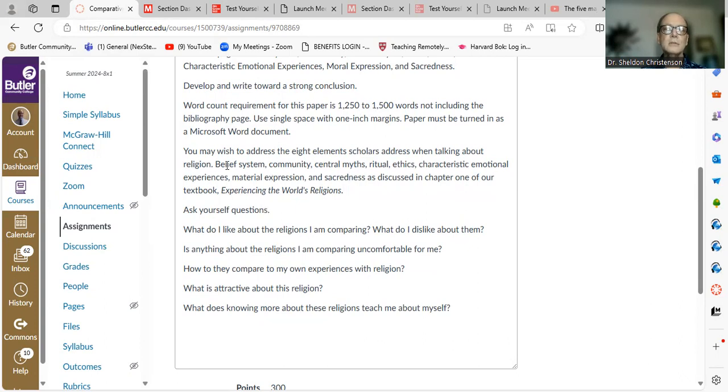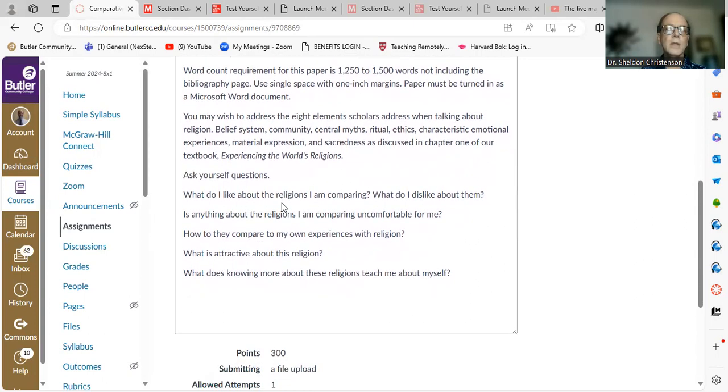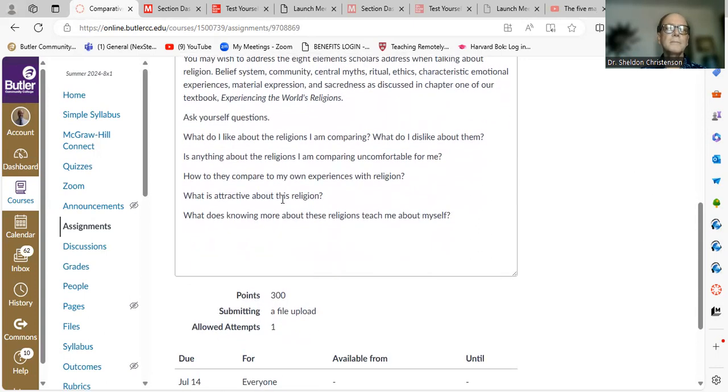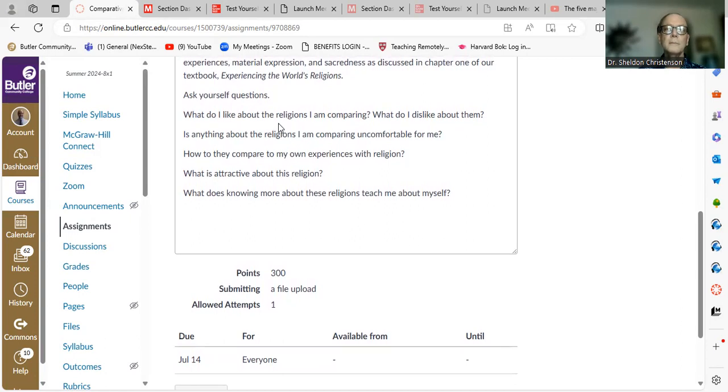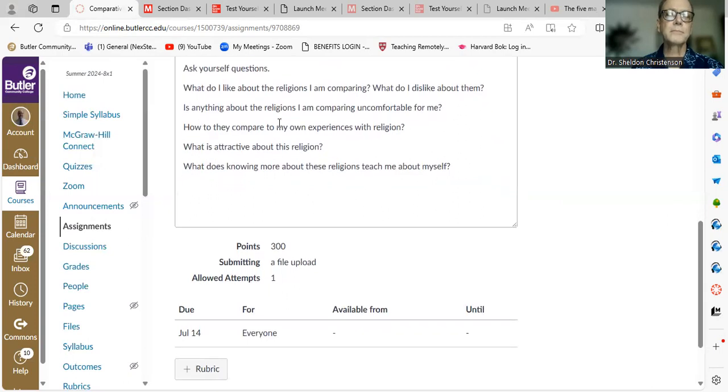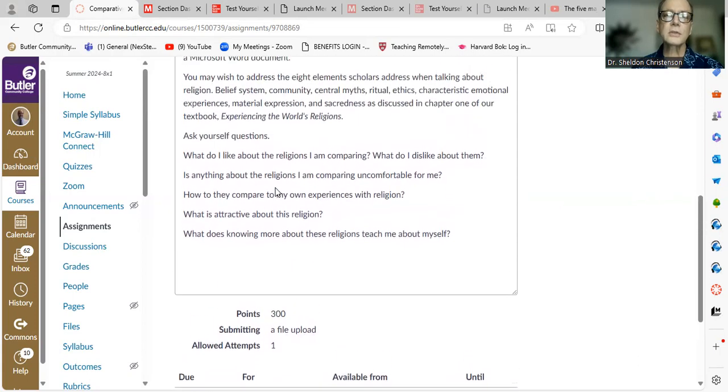You may wish to address the 8 elements of a religion, as talked about in chapter 1. I think it's page 6. Ask yourself some questions. You're used to writing college essays, but this one should include a paragraph or 2 about how you feel about these religions. What is attractive about them to you? What do you like? What do you dislike? What makes you uncomfortable with them? And what does knowing more about the religions teach me about myself? Answer some of these questions in your essay.